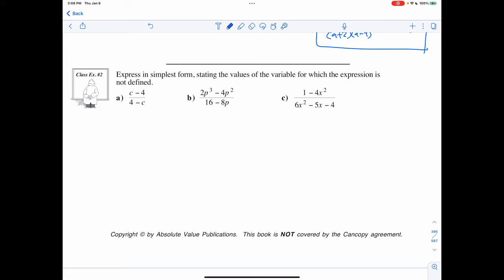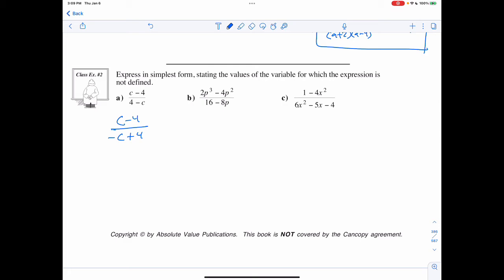So the first thing that I have to do is I need to rearrange the order here, because I always want my variable to be first. But I have a negative c. So I would say that if I have c minus 4, it's going to be over negative c plus 4.